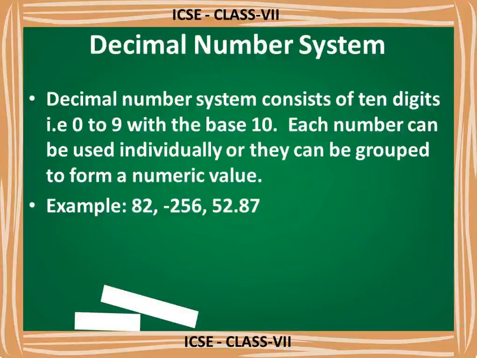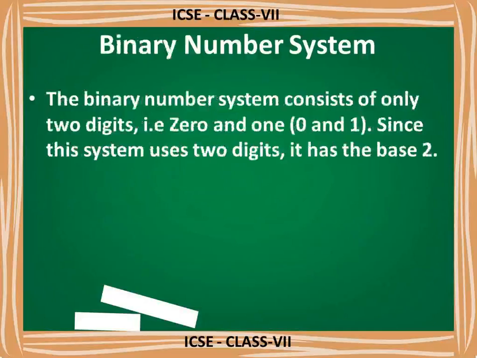So directly I will go to the binary number system. The binary number system consists of only 2 digits, that is 0 and 1, and it has a base of 2. Why 2? Because only 2 digits are there, 0 and 1. That's why the base is 2. Since this system uses 2 digits, it has the base 2.